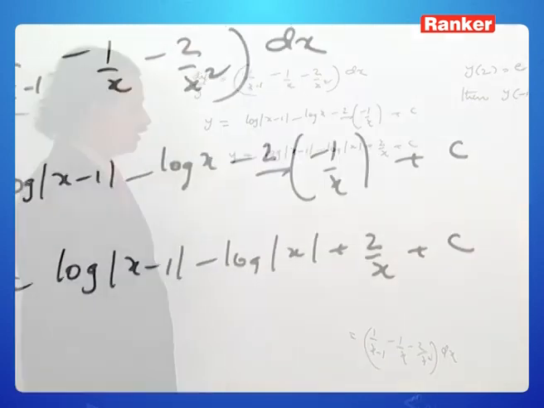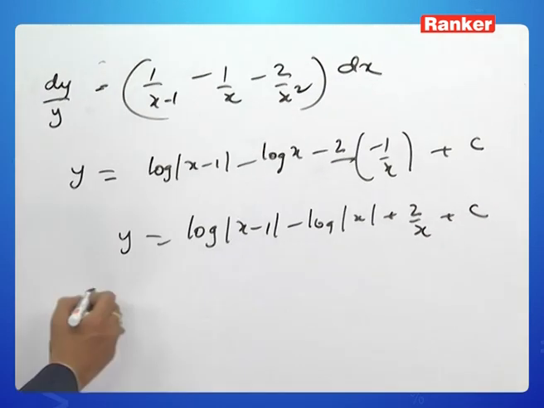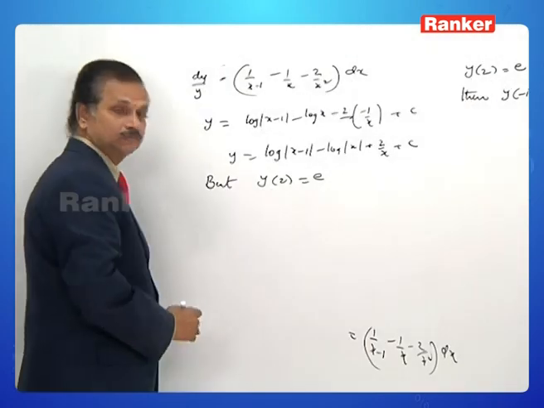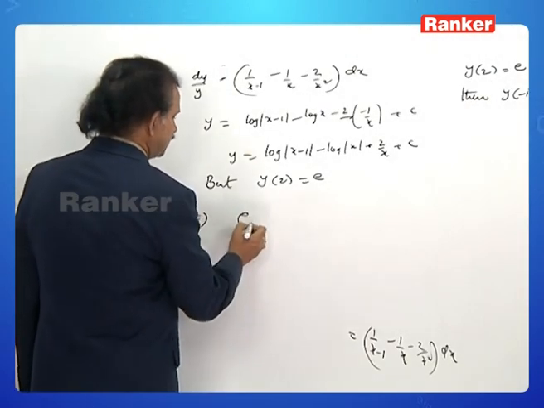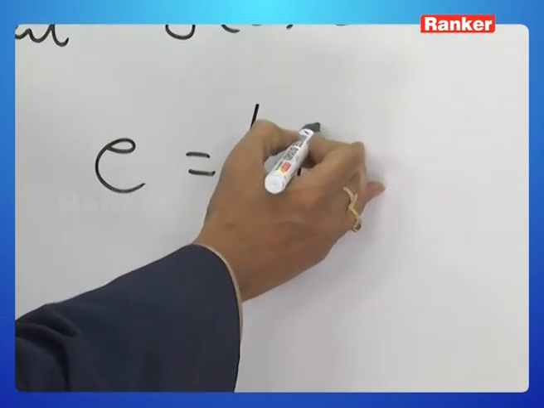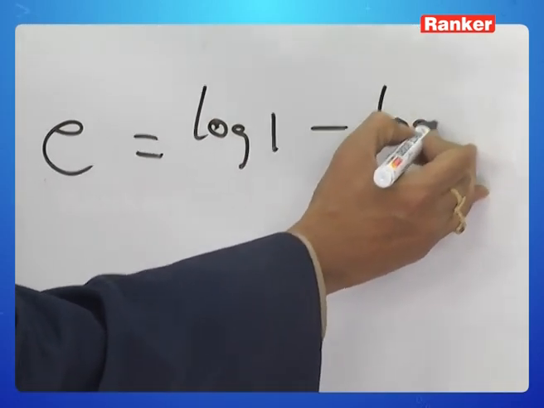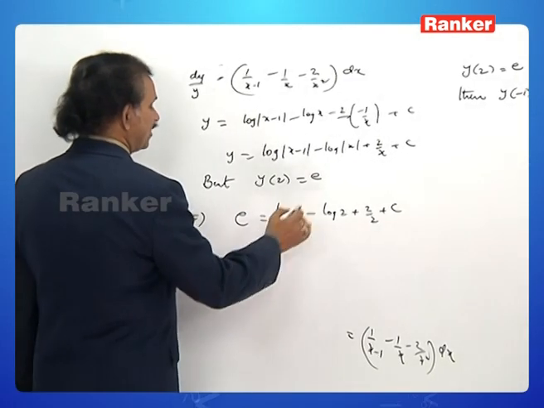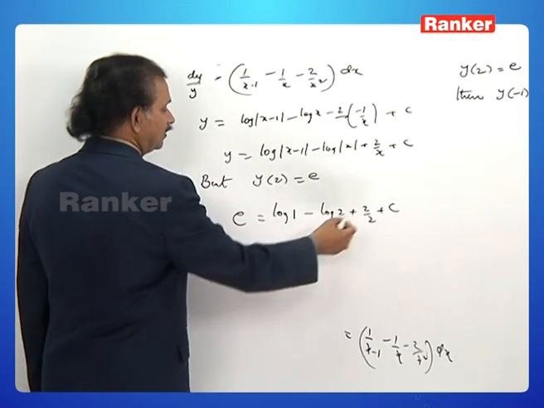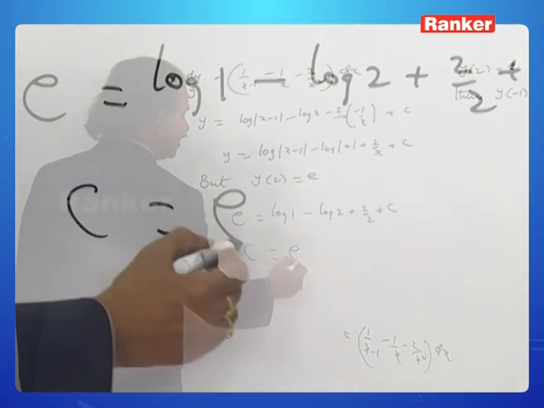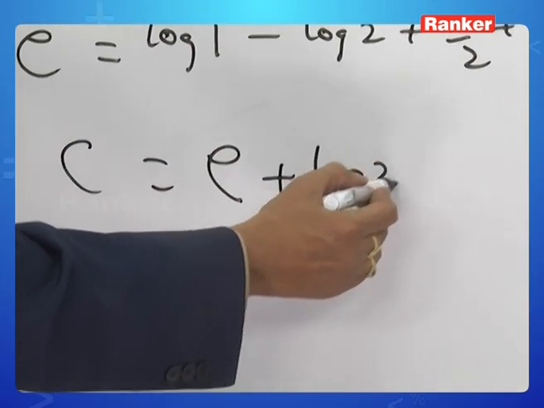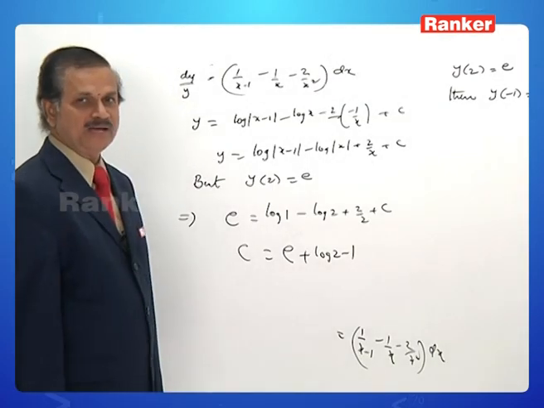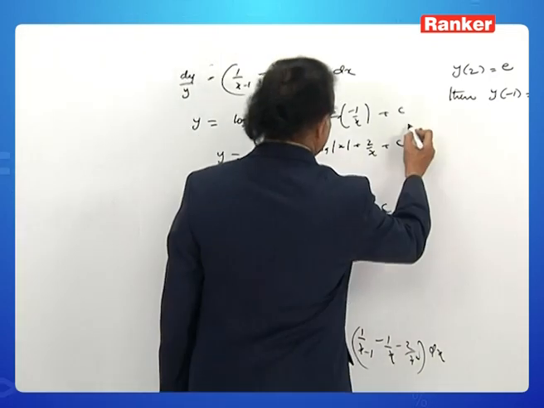We are now to make use of y of 2 is equal to e. What does it mean? e is equal to log of 2 minus 1 minus log 2 plus 2 by 2 plus c. Log 1 is 0, 2 by 2 is 1, therefore c is equal to e plus log 2 minus 1. Okay, let it be like this.